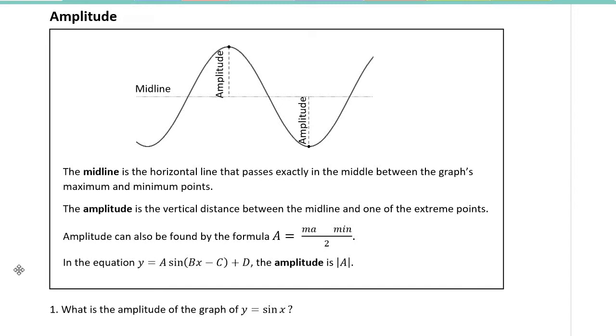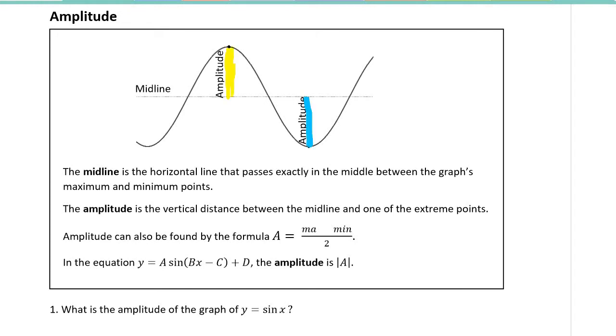In this video, we're going to talk about amplitude. The first definition that we need to understand before we talk about amplitude is midline. A midline is the horizontal line that passes exactly in the middle between the graph's maximum and minimum points. The amplitude is the vertical distance between the midline and one of the extreme points.